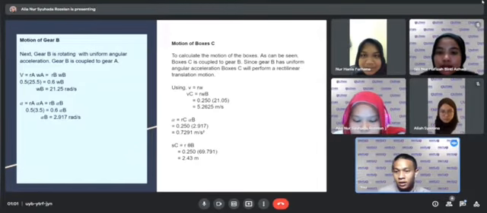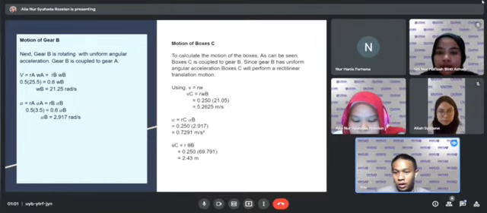Acceleration equals RA times acceleration A equals RB times acceleration B. 0.5 times 3.5 equals 0.6 times acceleration B. Acceleration B, we get 2.917 rad per second squared.